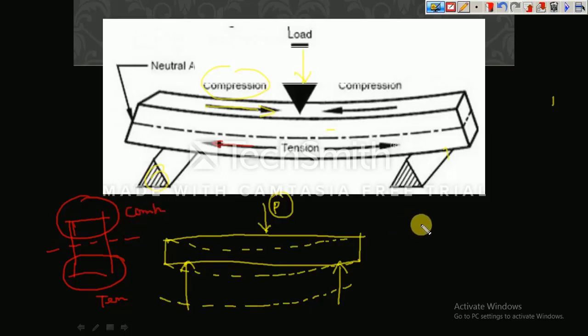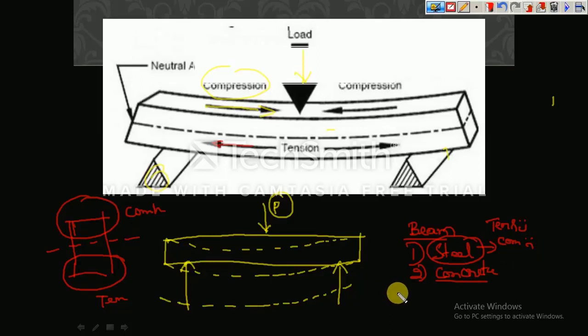So I'd like to tell you one more concept. While constructing a beam, we are making use of two materials. One is steel and the other one is concrete, right? You know steel is strong in tension, weak in compression. But what about concrete? Concrete is strong in compression and weak in tension. You can link this concept here.